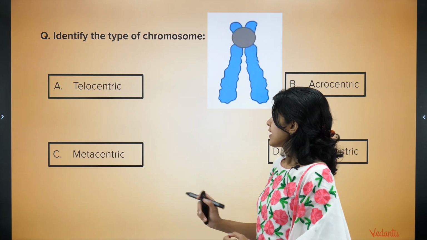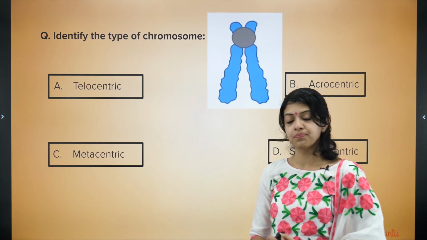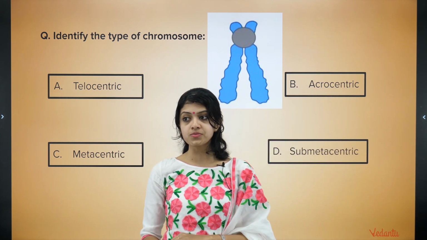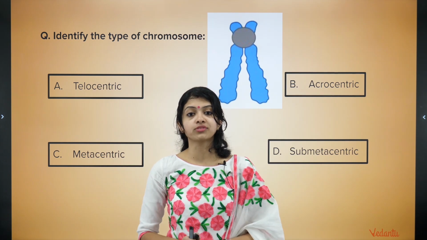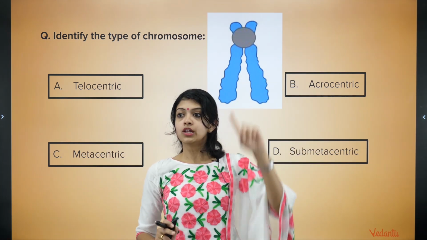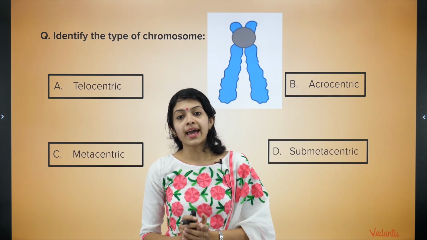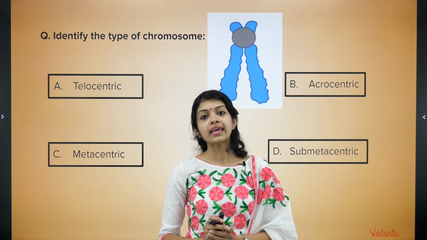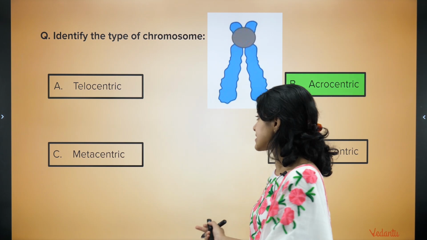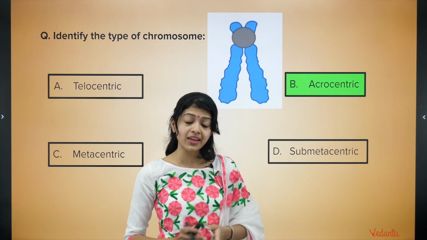Okay? Now, identify the type of chromosome in this picture. Remember, yesterday we learned that there are 4 different types of chromosomes based on the position of the centromere, which is why I have put those as options here. Look at the picture and tell me what type of chromosome it is. 5, 4, 3, 2, 1, go. The answer is acrocentric. And what exactly is acrocentric?